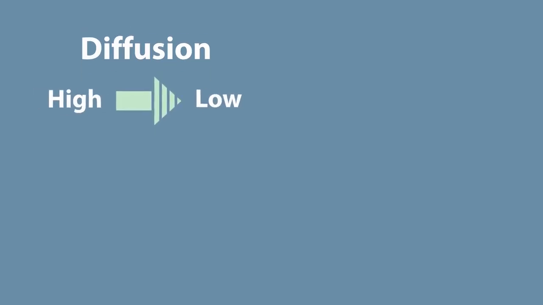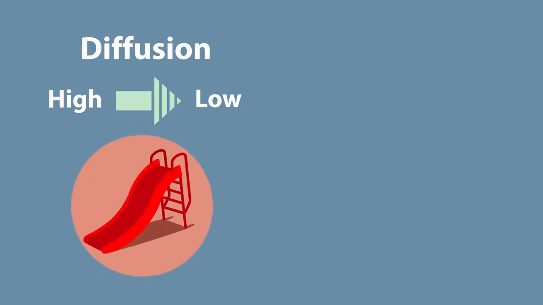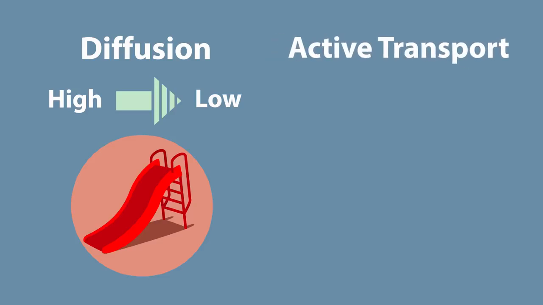Just remember that for diffusion, the substance moves down the concentration gradient from a high concentration to a low concentration. Just think of a slide. You don't need any energy to go from high to low. It's easy. Whereas active transport is the opposite.